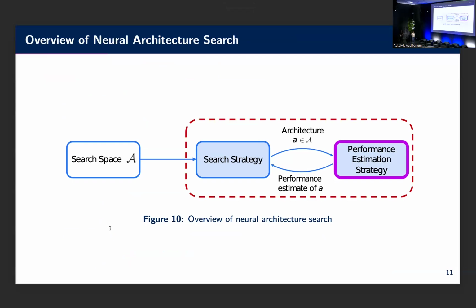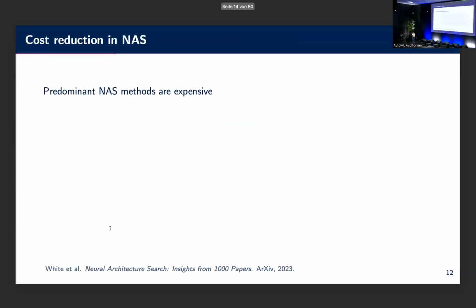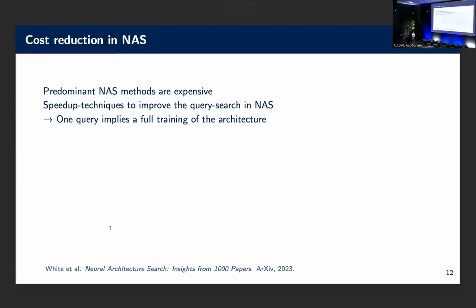The good part, and the actual part we are interested in, is the performance estimation strategy. So we all know that predominant NAS methods are expensive. As Aaron also already said, the first paper used reinforcement learning, trained up to 20,000 different architectures, and used 800 GPUs for 2 weeks. We don't like that, we don't want that. And therefore, so-called speed-up techniques were evaluated and resulted in improving the query search and thus also not needing to train up to 20,000 architectures.